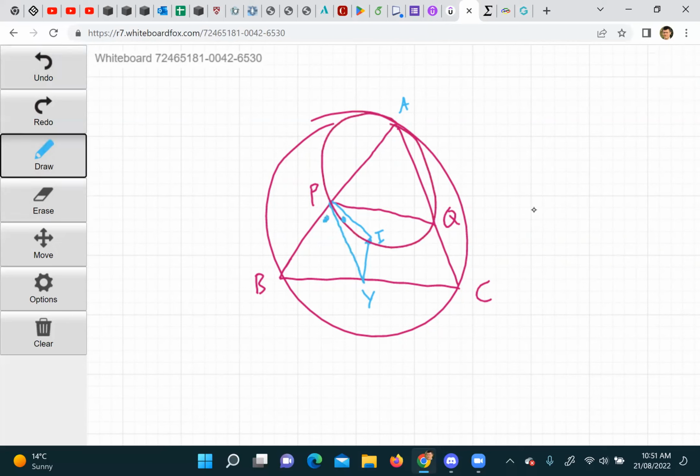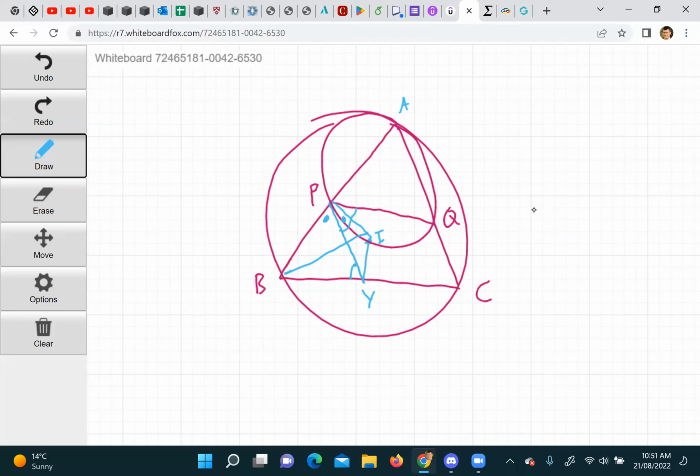Assume that's an angle bisector, though. And if it's parallel, you get alternate angles. What's parallel? This is parallel. Which angle? This angle. Oh yeah, PYD. Okay, yeah, like this angle.